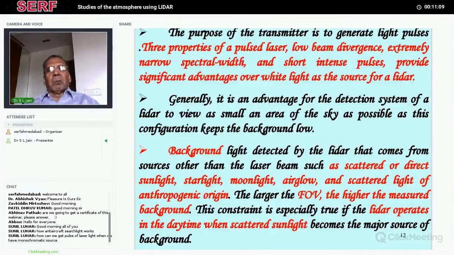Then we are worried about background light, say direct sunlight, starlight, moonlight, or scattered light of anthropogenic origin. If you have a large field of view for the LIDAR system, then there will be problems of background noise. That is a constraint, especially for LIDAR operations in daytime. So most LIDAR systems are operated during night time.